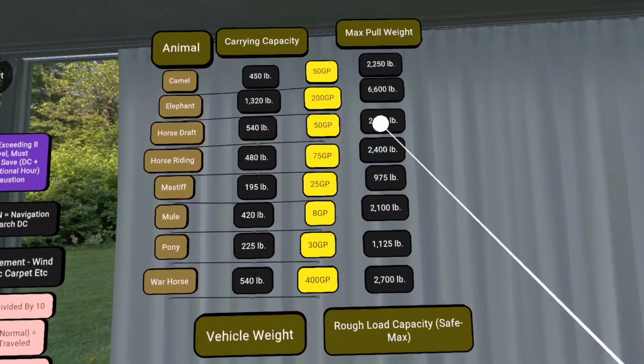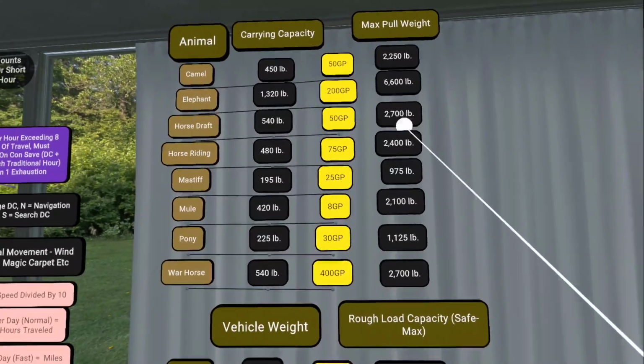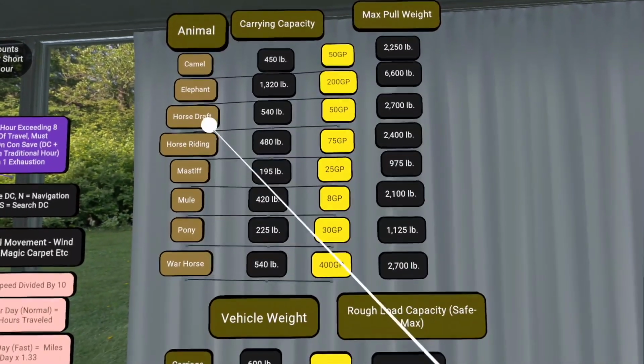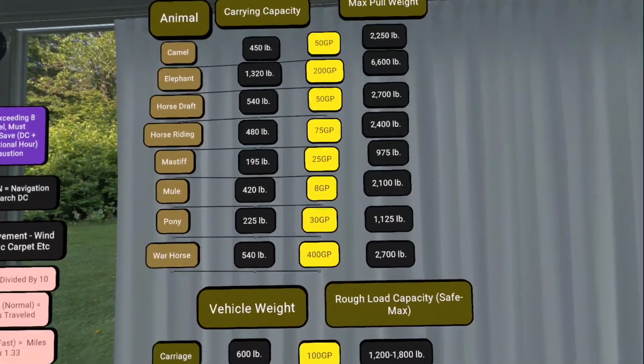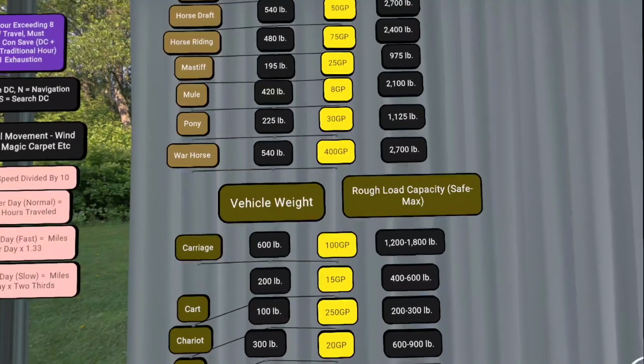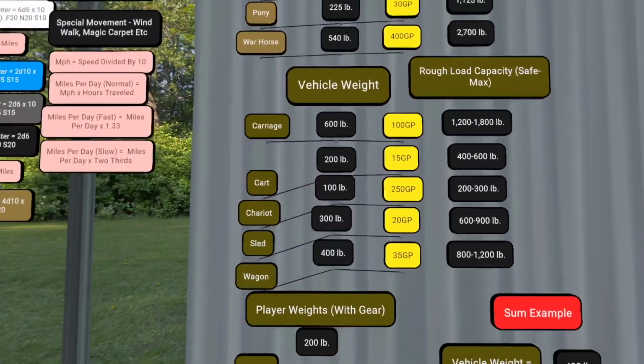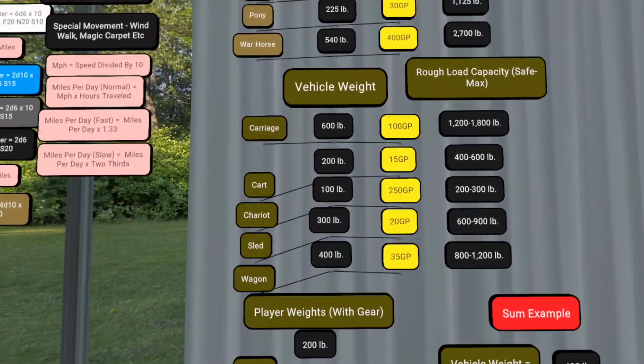So how all of the mathematics are done behind the scenes here, and it's just showing you how much one draft horse can actually pull, in a cart or whatever. So you can come in here and make some quick calculations. And these are for vehicles.